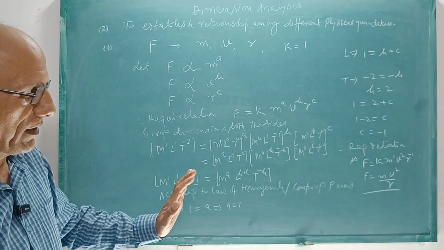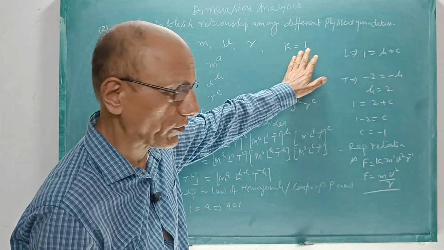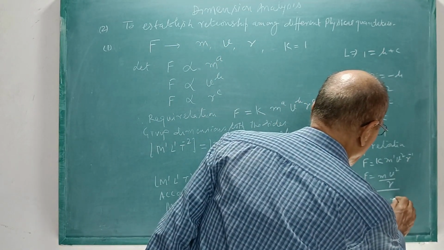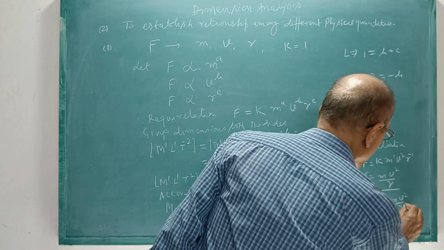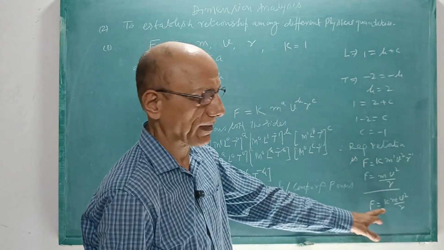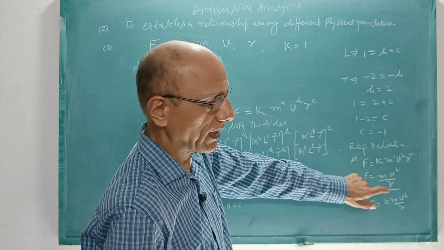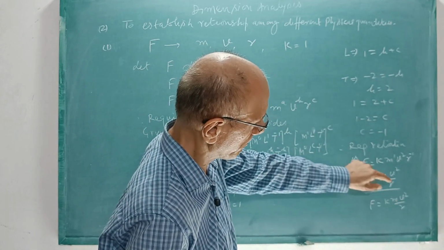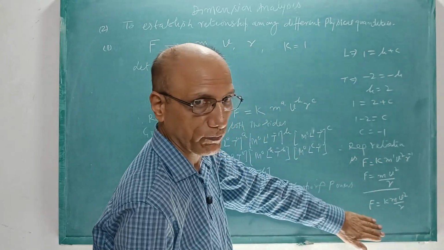And if the value of k is not given to you, then you will write simply f is equal to k m v square by r. If k is given, then put the value, otherwise your relation is finished over here. After putting the value, you will get one step more.